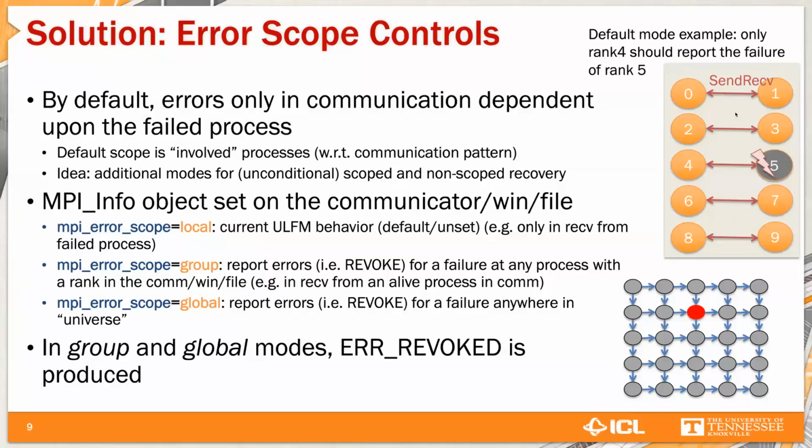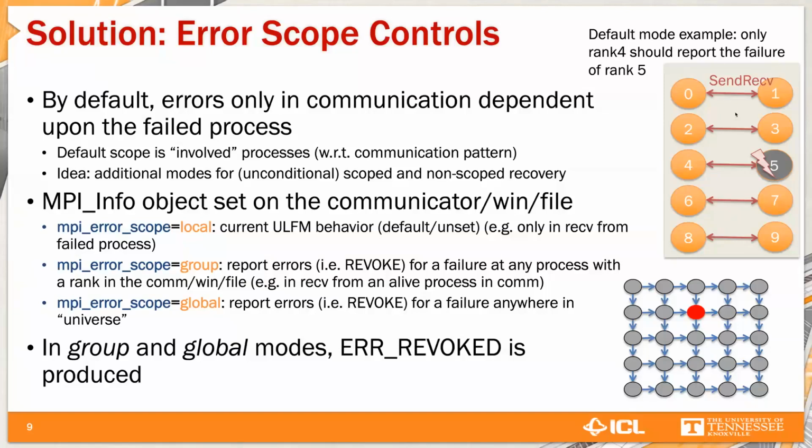So the way we achieve that is that we will set the error reporting mode on the communicator of the application. And so we have three different reporting modes. The first one is local. The reporting mode local means that your errors pertain only to your current operations, and they do not pertain to anything else. So this is what I was describing originally as the ULFM mode.